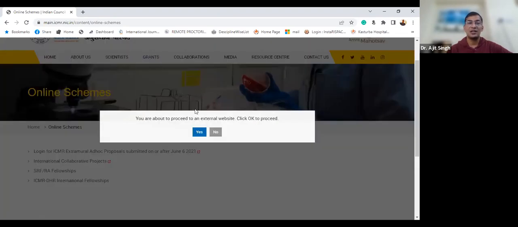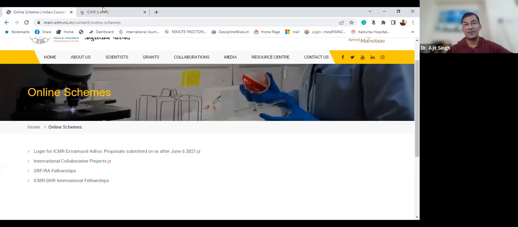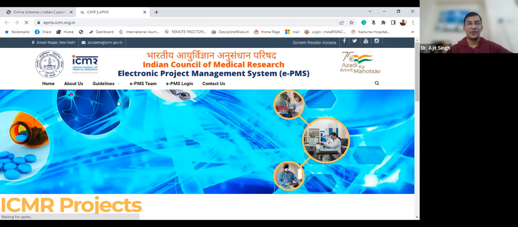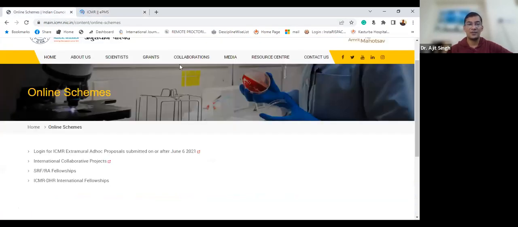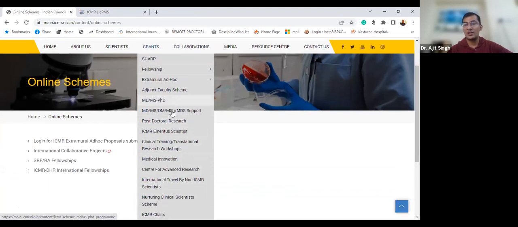If I click on this, I'll go to a different, external website. So this again goes to the EPMS, which is the center for the login for ad hoc grants and all. Here you can get all the grants. Okay, grants. There are multiple grants: ICMR Emeritus Scientist Grant, postdoctoral research, PDF if you want to do, MD, MS, MD-PhD, PhD if you want to do. There are grants for them.